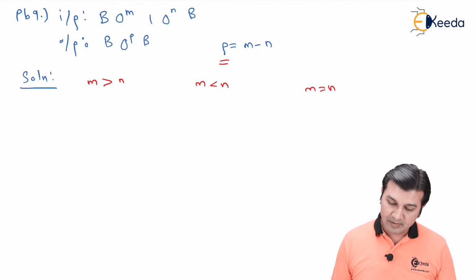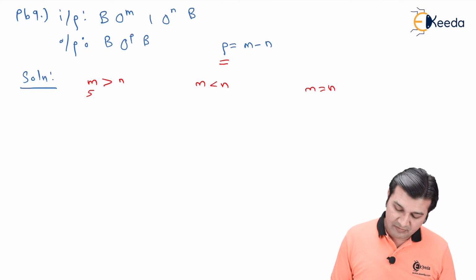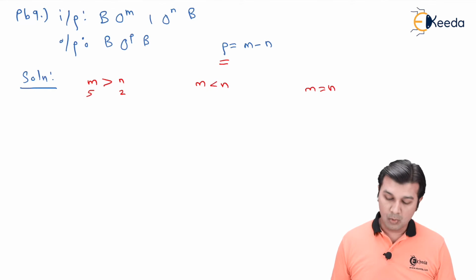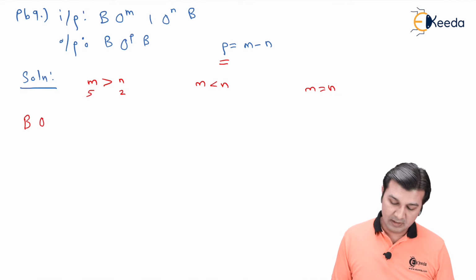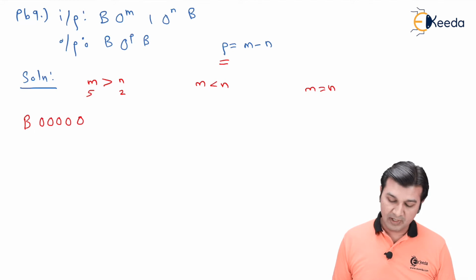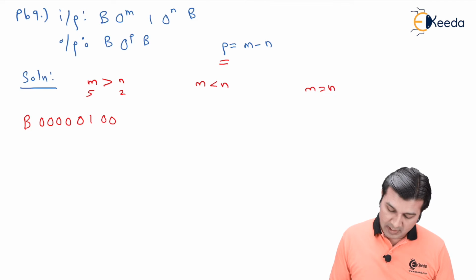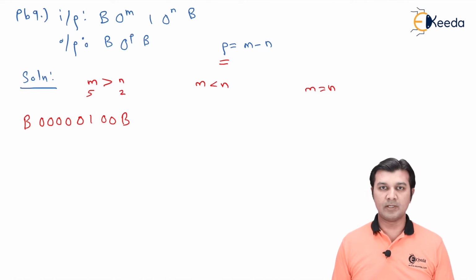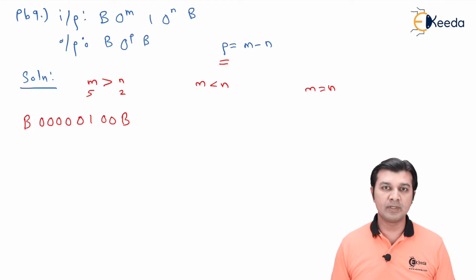Let's consider the first case where m is greater than n. Let me consider m's value as 5 and n's value as 2. The input is going to consist of 0 raised to 5, that is 5 zeros. In between, as a separator, we have 1, followed by 0 raised to n, where n is 2, which signifies 2 zeros. We are interested in the subtraction of 5 minus 2, so the expected answer is going to be 3.